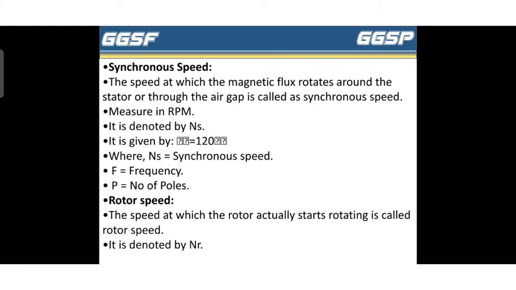Then we see the synchronous speed of AC motor. The speed at which the magnetic flux rotates around the stator or through the air gap is called synchronous speed. The synchronous speed is measured in RPM, that is rotations per minute. It is denoted by Ns. Then we see the rotor speed. The speed at which the rotor actually rotates is called the rotor speed, and rotor speed is denoted by Nr.